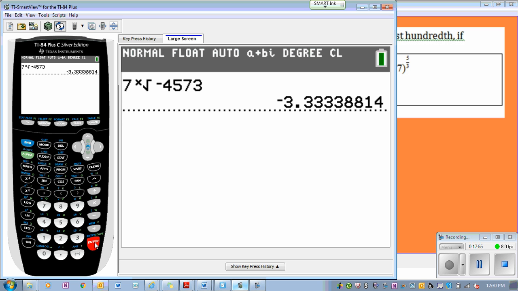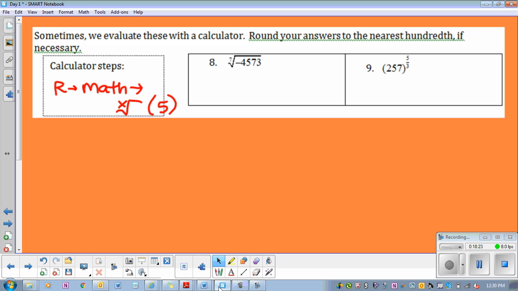You got an error? You know what? If you got an error, you probably put subtract instead of the negative. So go back and make sure you use the negative and not the subtract. All right? So since we have this, what's this? Negative 3.333. Then it says round to the nearest hundredth. So that's 2 decimal places. So it's negative 3.33, yeah? Okay. Negative 3.33.